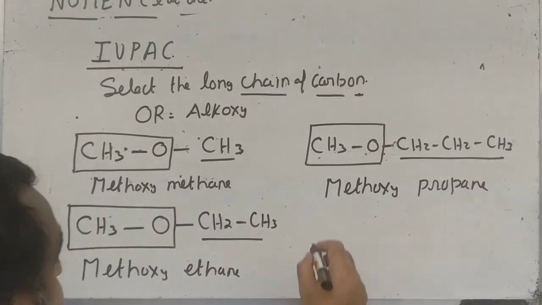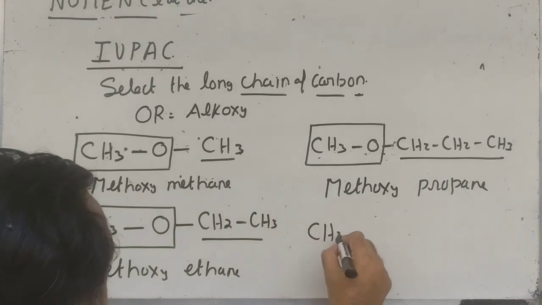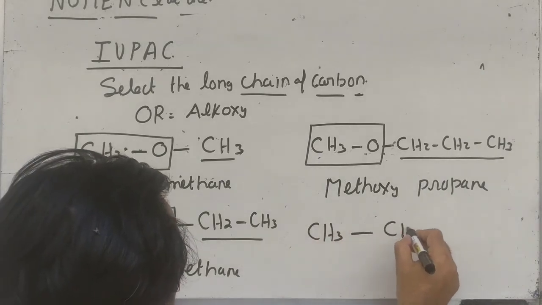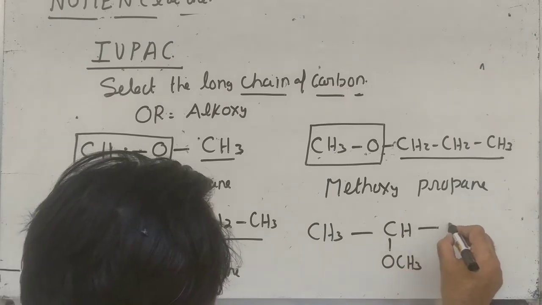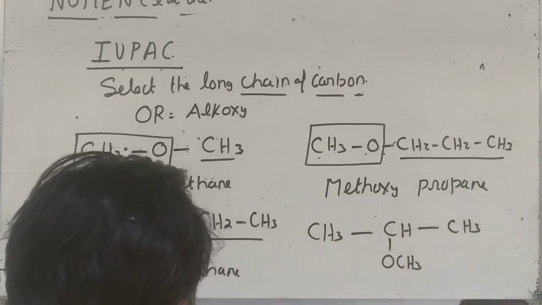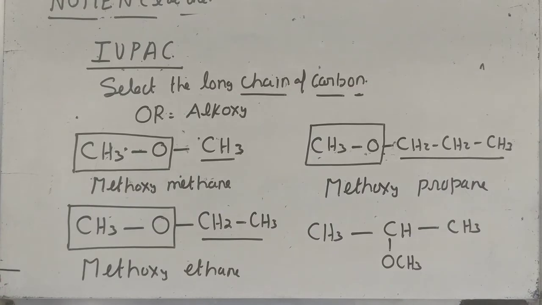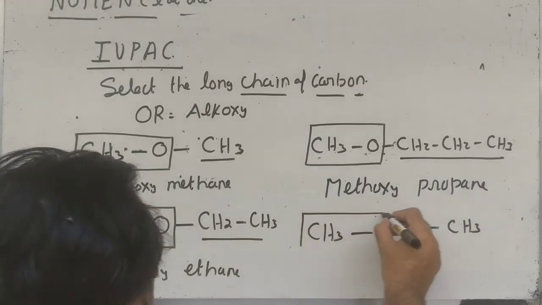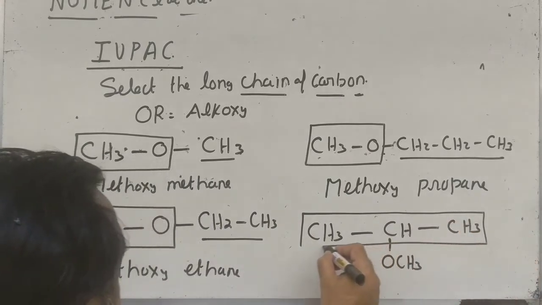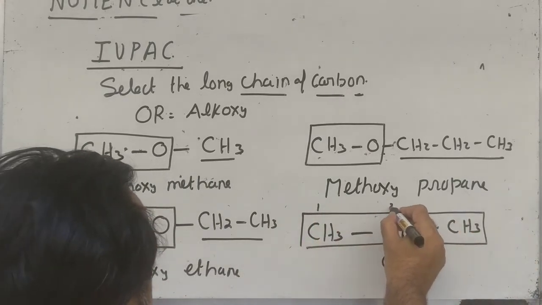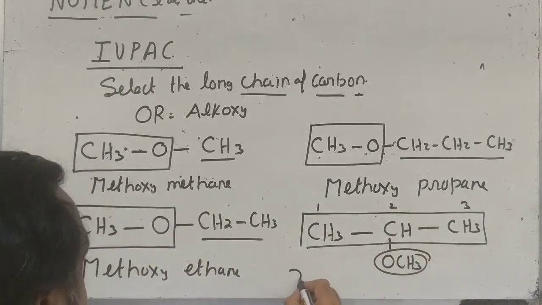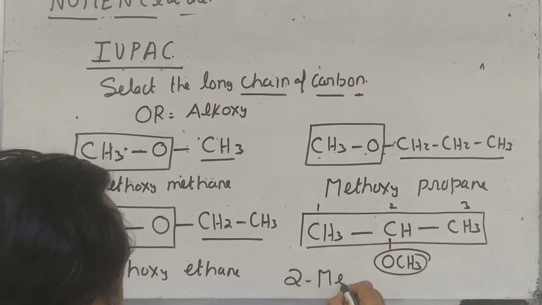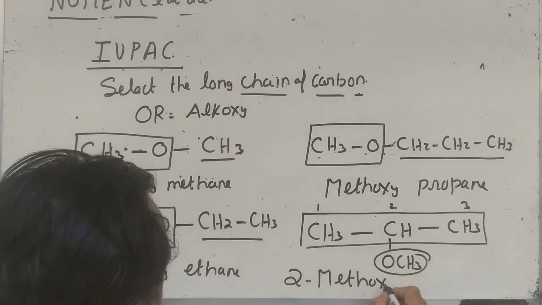Let's say this one, CH3 CH OCH3 CH3, whose common name was methyl isopropyl ether. Select the long chain of carbon atoms. This is the long chain of carbon atoms. So it's a derivative of propane. 1, 2, 3. Methoxy at the second position. So its name will be 2-methoxypropane.